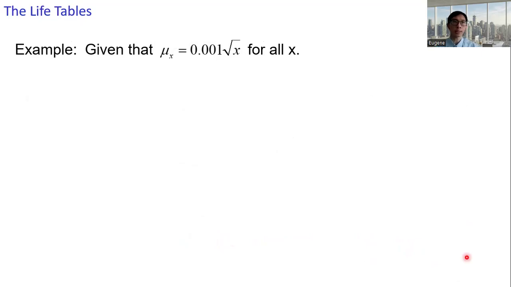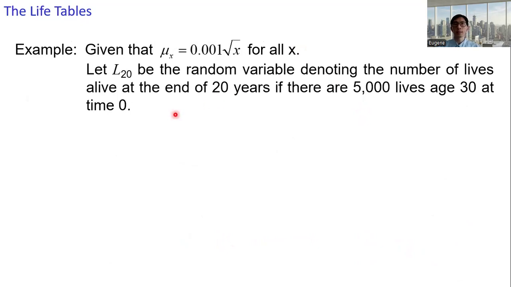All right, let's take a look at an example. Given that the force of mortality mu x equals 0.001 times the square root of x for all x, suppose we have a notation L20, the random variable denoting the number of lives alive at the end of 20 years. And suppose there are 5,000 lives at age 30 at time 0. Calculate the expected value of L20 and the variance of L20.